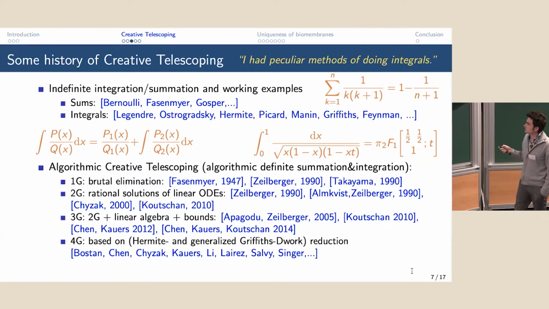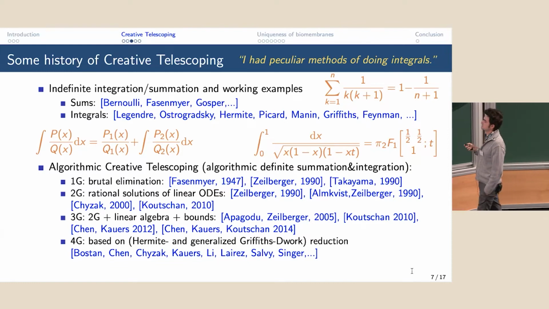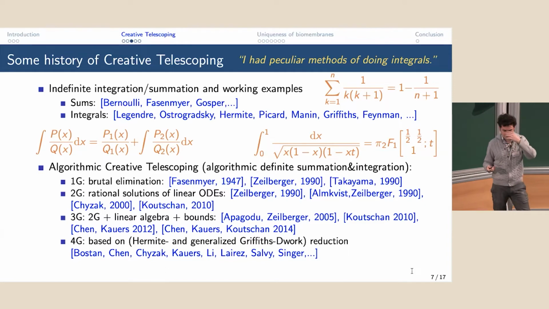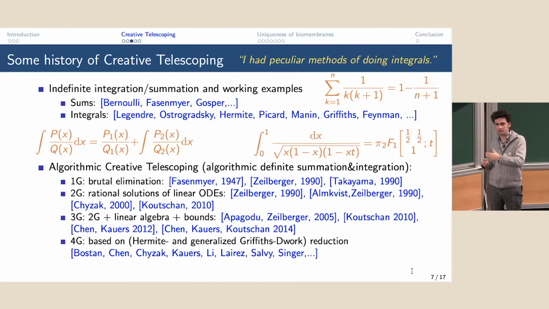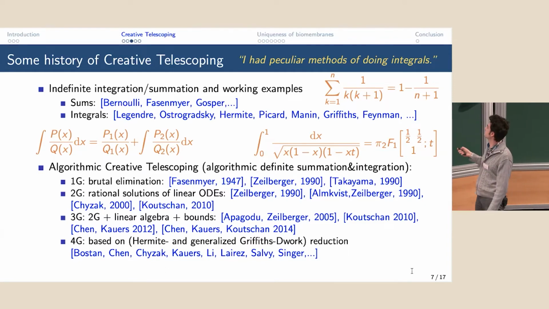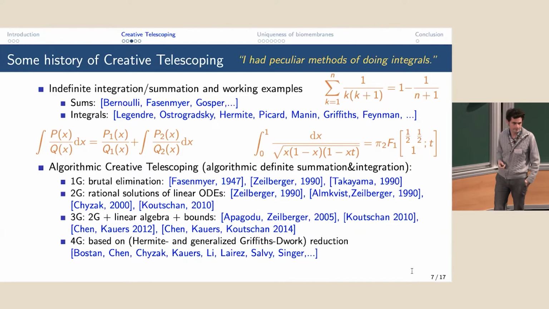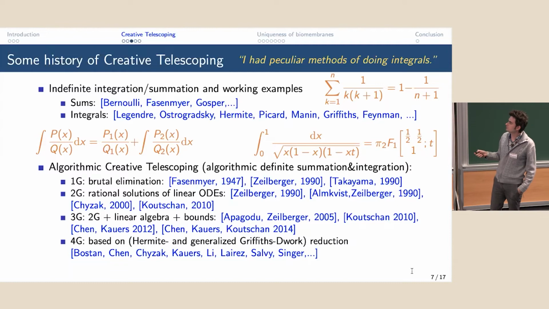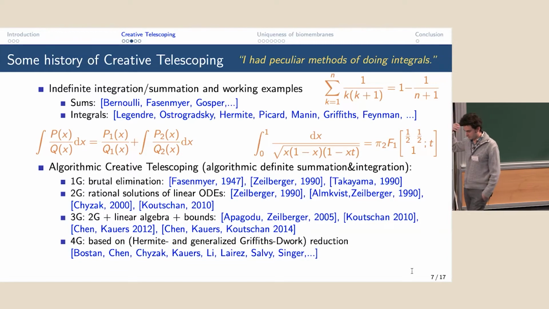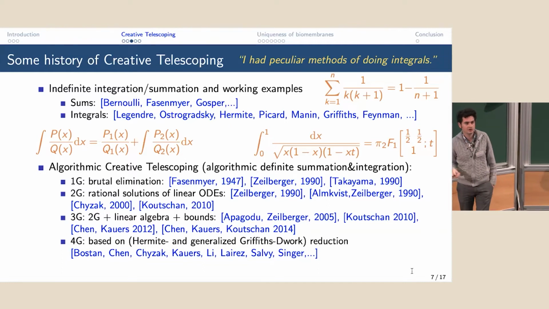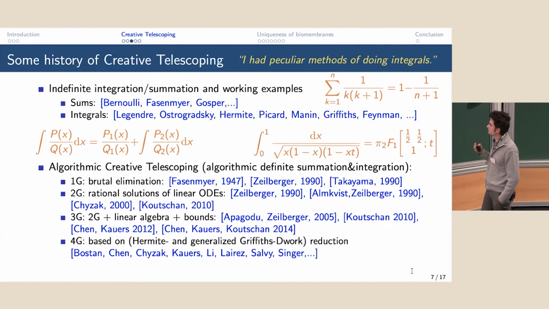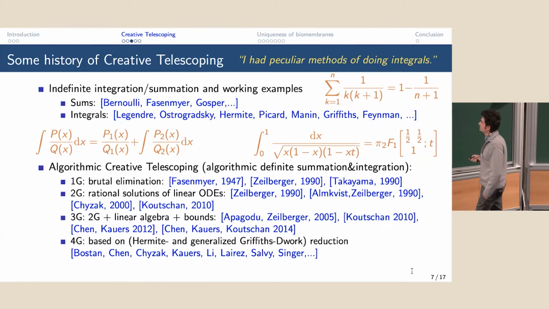The algorithmic aspect, which I just described, is more different in concept. There the idea is that there exists really an algorithm that will terminate and will find a solution, always. So this is the nice part about algorithmic. And this algorithmic creative telescoping, which, as I said before, produces this differential operator and possibly certificates, can be summarized in these 4 generations. So G stands for generation.